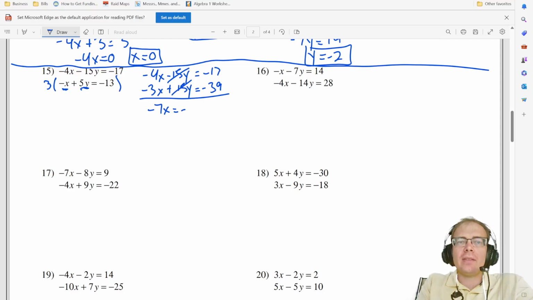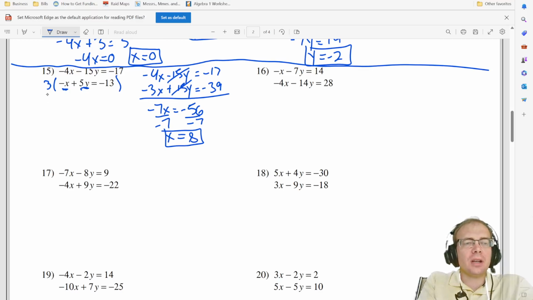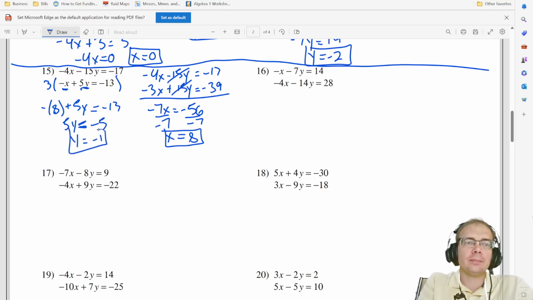Okay, so I'm going to add these up. These are both negative, so they're going to get added. All right, that's going to be negative 56. Divide by negative 7. I don't know why I showed that step. I normally don't show that step at this point in the game, but I did, so whatever. All right, x is 8, so I'm going to plug that in. Negative 8, 5y. Negative 13. So I'm going to add 8 to both sides. So that's going to be the opposite of 13 minus 8, which is negative 5. So y is equal to negative 1.